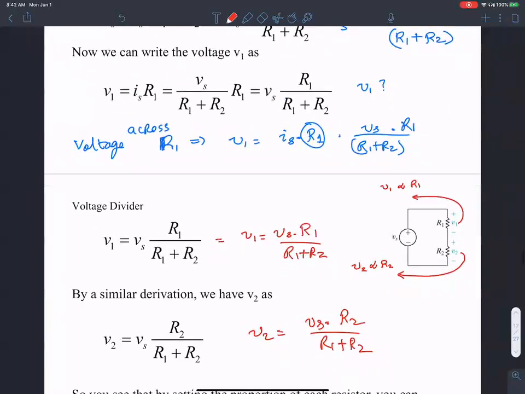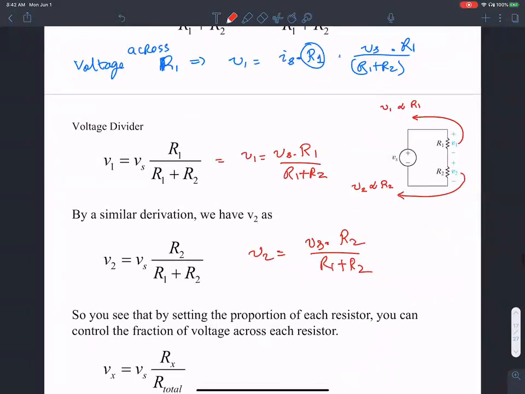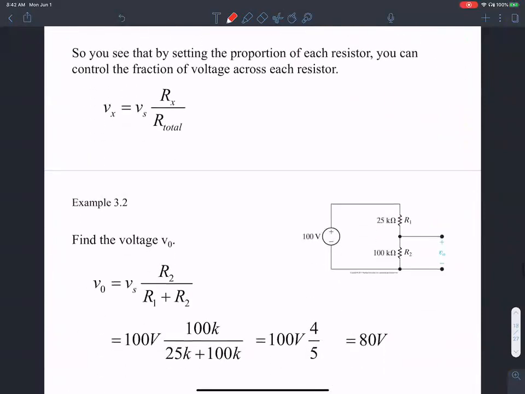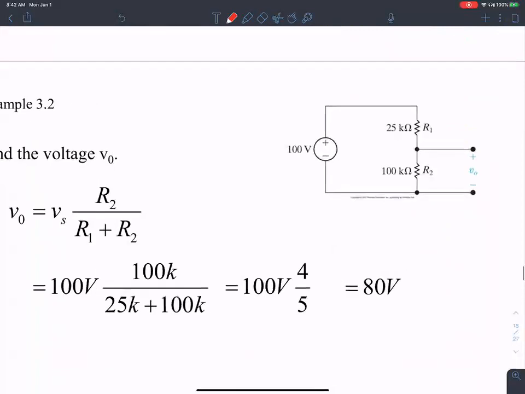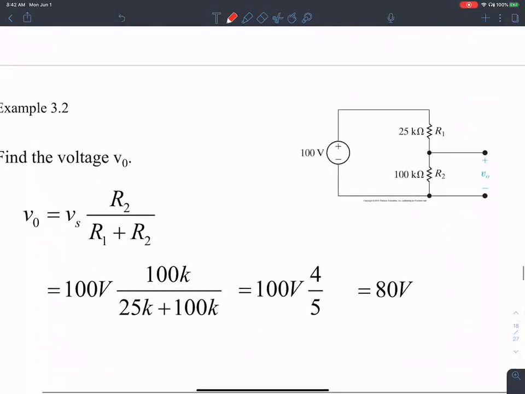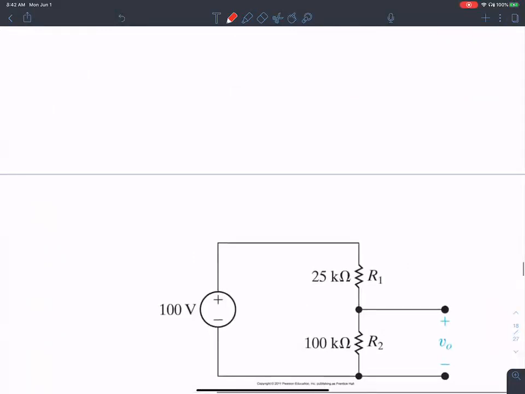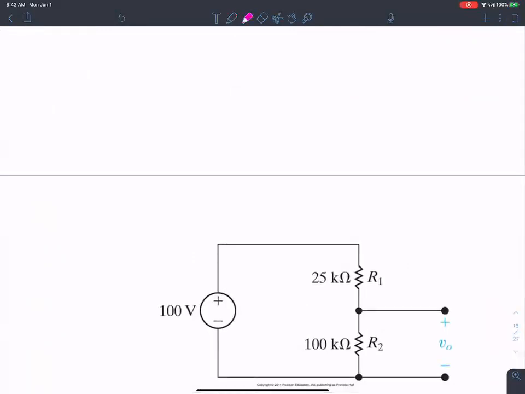Okay, that's the idea of voltage division. Let's see, here is an example. Even before doing the math, let's try to get some intuition and predict, more or less, the relative values of the voltages across here.